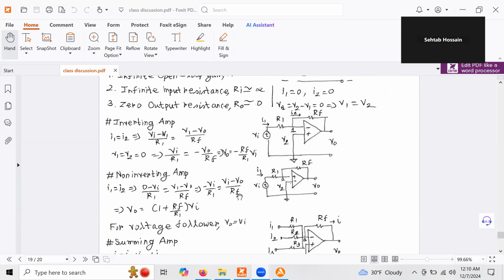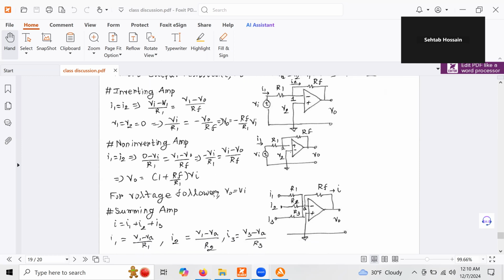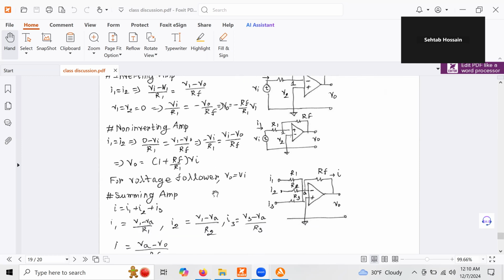What will be the non-inverting amplifier? Here the input is at the non-inverting point, so that is the non-inverting amplifier. Then we apply KCL, and our non-inverting expression is just like this. And in the case of the voltage follower, V0 will be equal to VI.